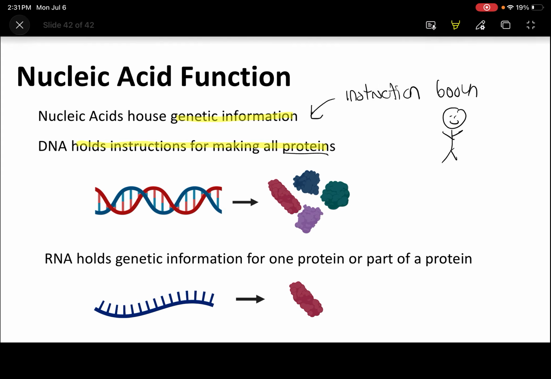RNA, on the other hand, is just a single piece of information for one protein or part of a protein. So DNA holds instructions for all proteins that our cells can make. RNA is usually just one protein or a part of a protein. And like I said, we will spend a whole unit talking about how DNA and RNA make proteins and more in depth about how exactly this is working. But for now, you just need to understand that nucleic acids are made up of monomers called nucleotides. There's 2 different types of nucleic acids in DNA and RNA, and these are going to be important for both holding genetic information and then transmitting it to make proteins.